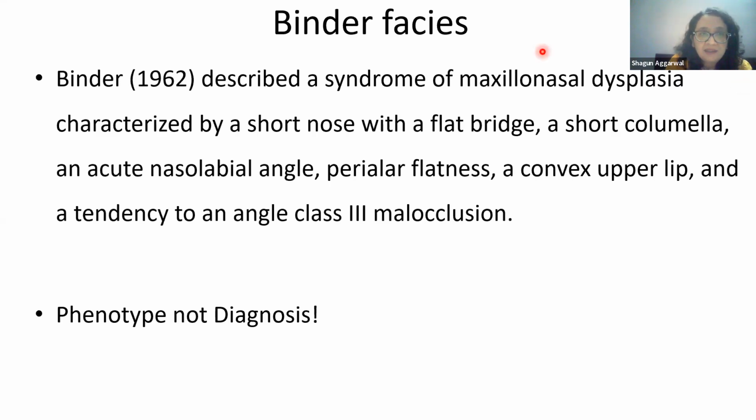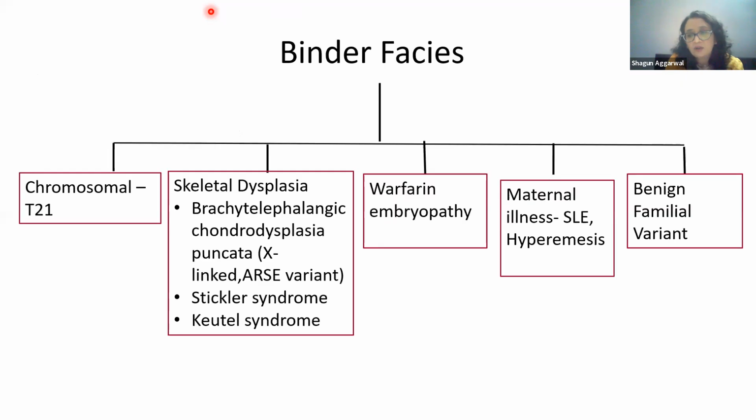So this is the technical definition of Binder facies. But then again, as I said, this is basically a phenotype and not a single diagnosis. Next slide. There can be various causes, as we saw through these 4 cases. One of the commonest causes could be Down syndrome, and it could also be part of various skeletal dysplasias, of which the most common one that presents like this antenatally is brachytelephalangic chondrodysplasia punctata, which is an X-linked recessive condition.